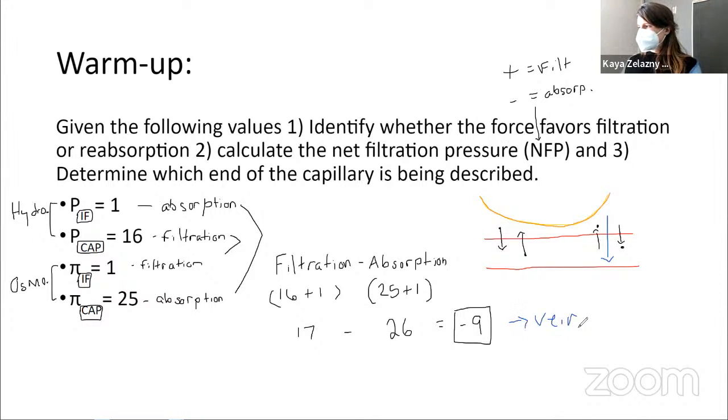Because at our arterial end, we have fluid coming out and into the tissue, right? Because it's bringing stuff to the tissue, it's bringing important nutrients. At our venular end, that's the end where we do our reabsorbing, we're getting rid of waste products. So this is helpful for us.